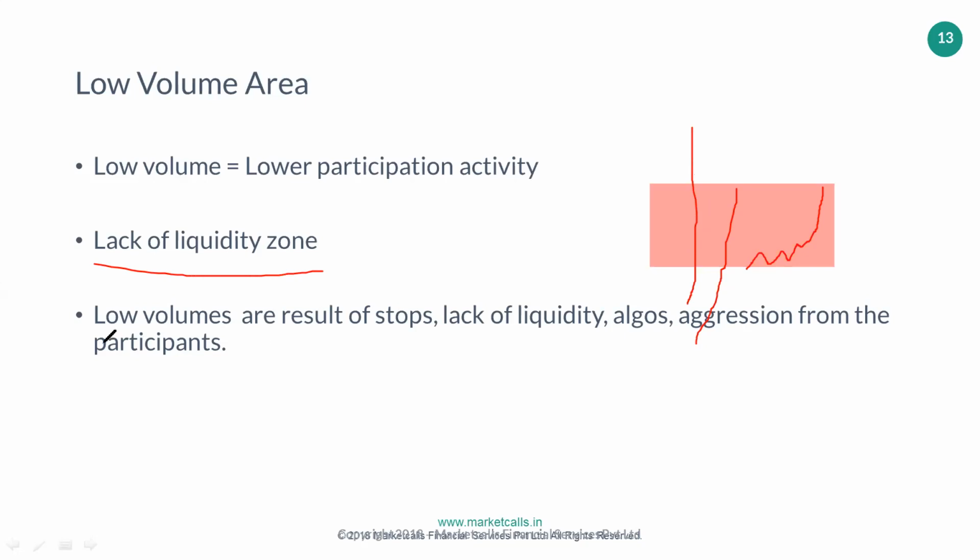And low volumes are a result of stops. Sometimes people would have kept stops, sometimes it is lack of liquidity, or sometimes algos are coming and playing at the day's high or the day's low. Algos might be taking control over there. So really it is the aggression from the participants. There are many cases why a low volume happens. When stop hunting is happening, at that time you'll find a lot of zeros.